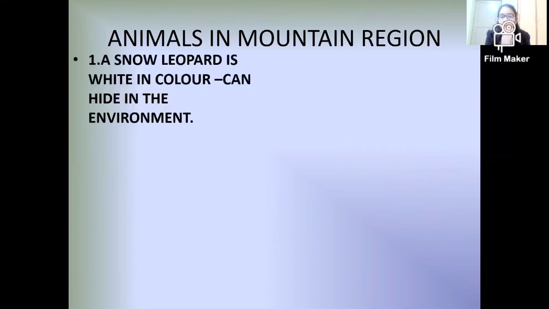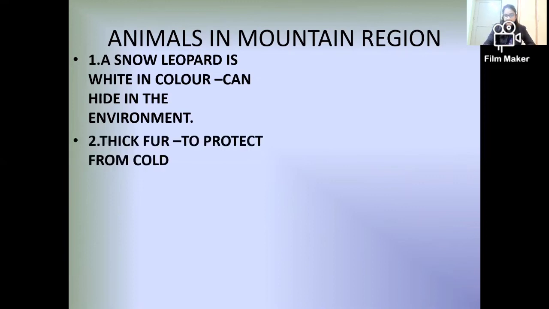First one is a snow leopard. It is white in color and can hide in the environment. Why do they have to hide in the environment? Because it's a predator, and a predator has to hunt for its prey. Due to this, they have to hide, and as snow leopards are white in color, they can hide in the environment and easily catch their prey.